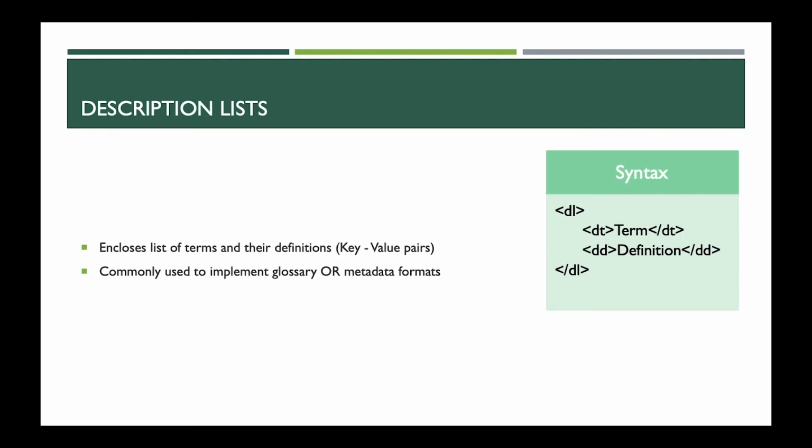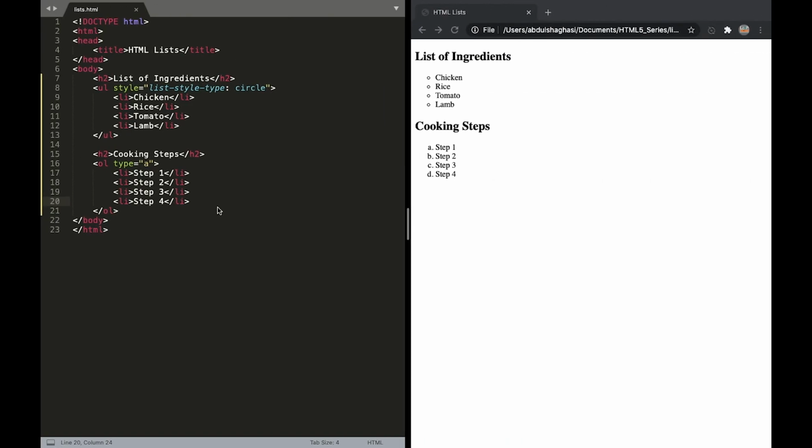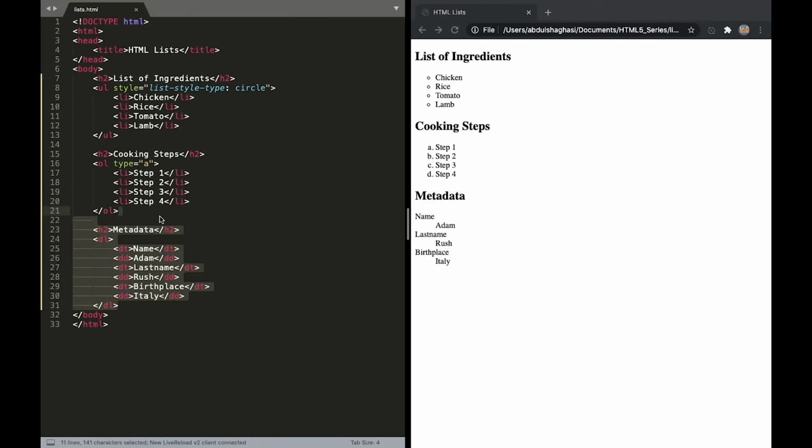With that being said, let's look at how we can implement description list in our web page. We mentioned that we can use description list to convey information about a person's identity information, otherwise known as metadata. Here to the right side, we can see that automatically we have got metadata in a key value format. We have got name, which is basically a key, and Adam, which is the actual name of the person, which is a value for name. Same thing, we have got last name, which is Rush, and we have got birthplace, which is Italy.